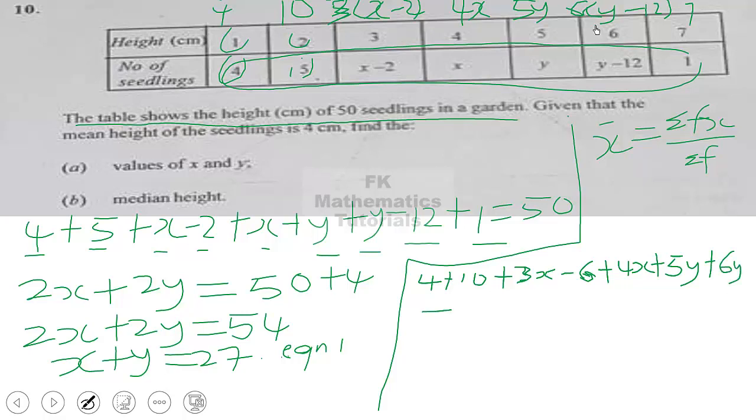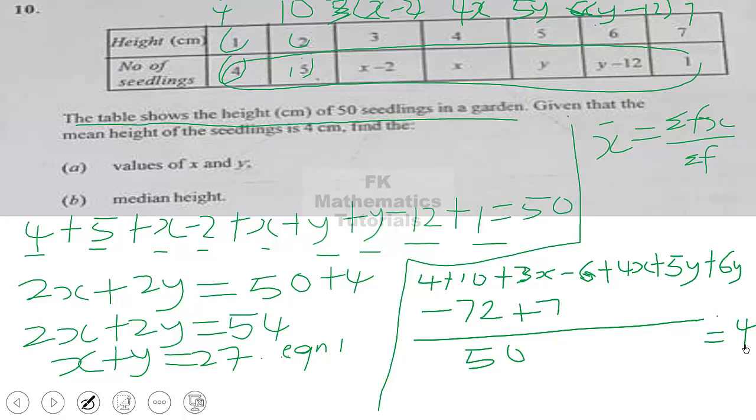minus, so we are expanding this, 6 times negative 12, that will be negative 72. Then plus 7 all over 50. That will be the mean. And all these things should give you 4. So let's simplify and see.